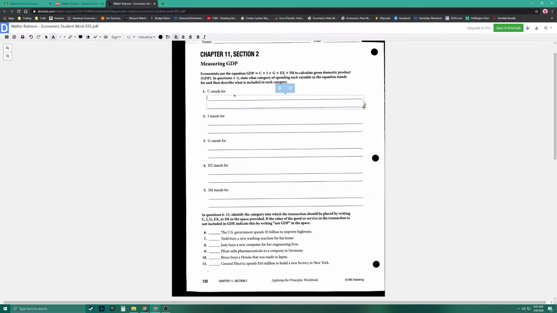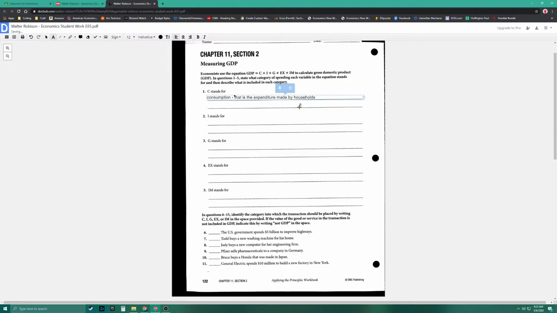So the C stands for consumption. And that is the spending, or the expenditure, made by households.